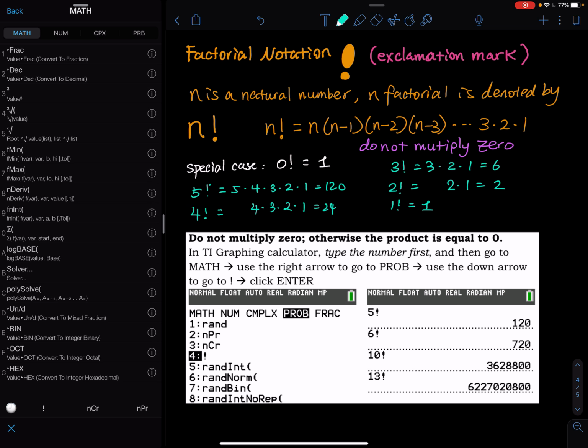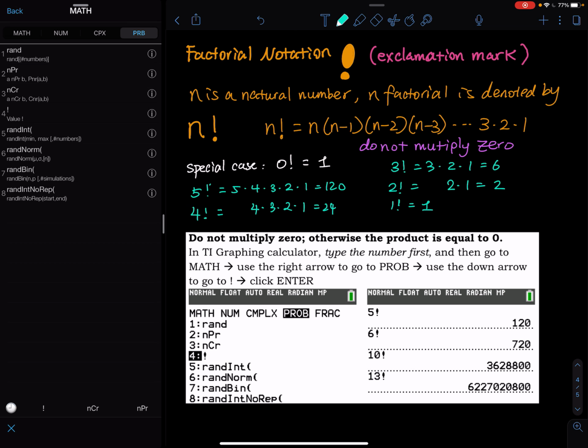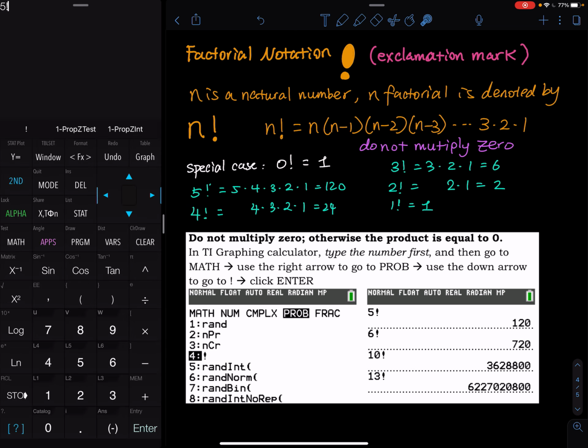All right, so let me go to the PRB, and then you should see the factorial in line 4. Do you see that on my screenshot? Right there, follow my yellow dot. Do you see the yellow dot? That is number 4, factorial. Then you hit factorial, so you see 5 factorial, right? You hit enter, you get 120.